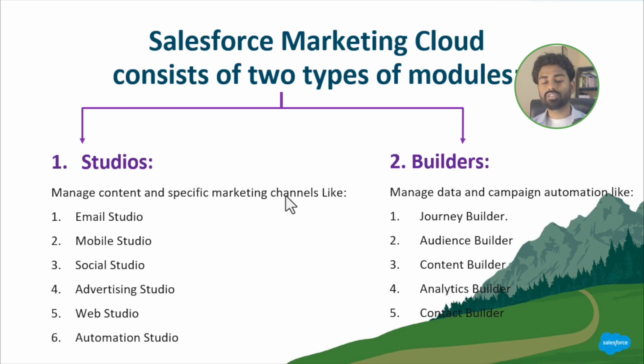You can use the alternate of Social Studio, which already has an API integration with Salesforce Marketing Cloud. Advertising Studio is used for advertising on social media platforms, on Google, and various other things. Web Studio is used for the website part. There you will create the web pages, forms, and various other things.